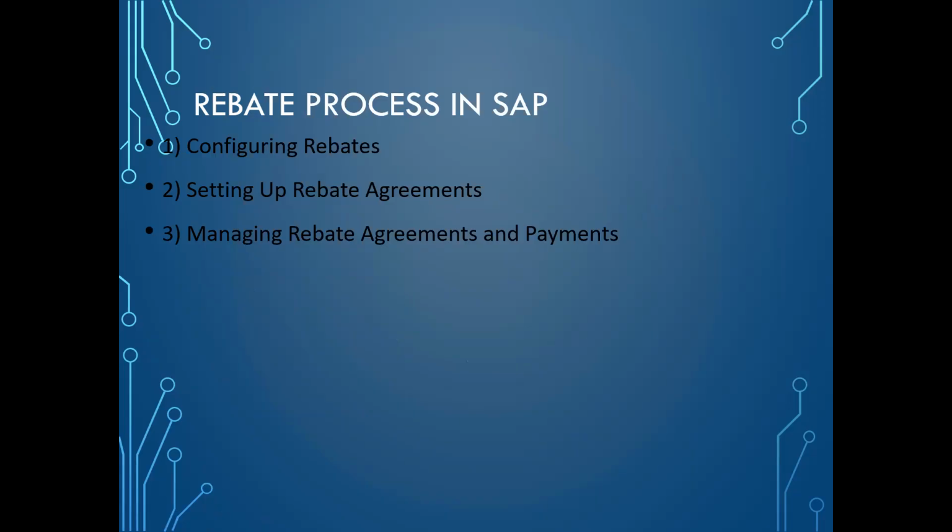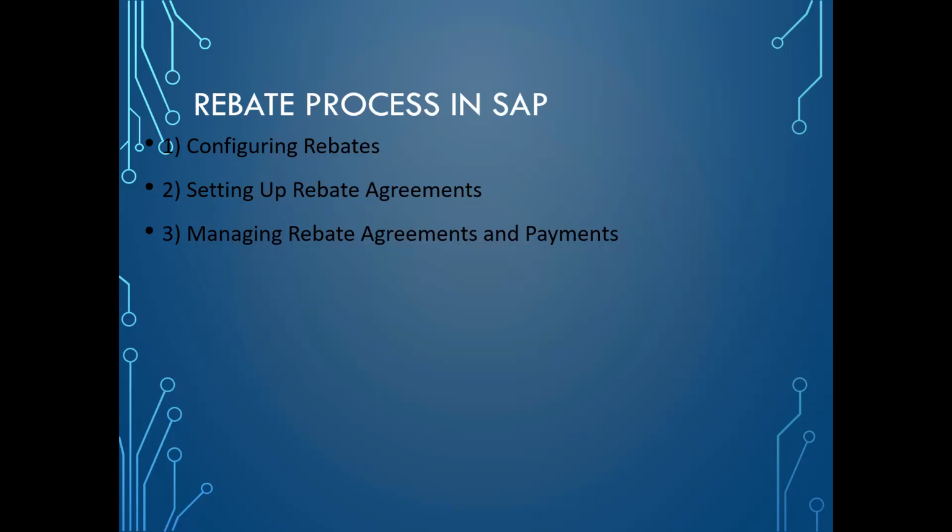First thing is that you have to do the configuration at background level, and next setting up rebate agreements. Okay, and third one, managing rebate agreements and payments. So configuration of rebates we're going to see now, and later we're going to set up the agreement based on the configuration which we have done. How we are going to link that configuration to our rebate agreement, that we're going to see.